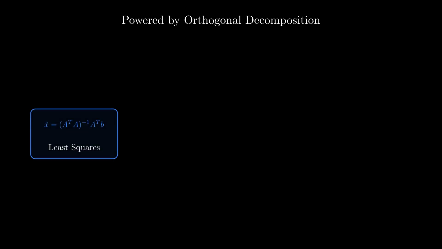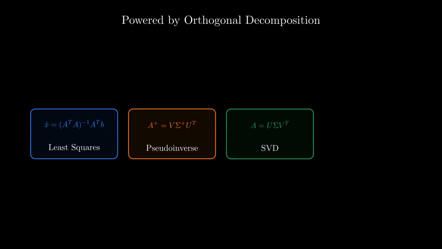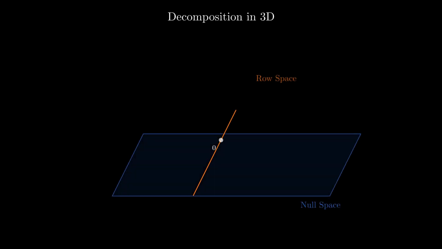This orthogonal decomposition is the engine behind many of the most important tools in applied mathematics: least squares regression, the pseudo-inverse, the singular value decomposition, and projection operators. To visualize this, think back to our three-dimensional picture. A generic vector x gets decomposed into its row space component, shown as an arrow along the line, and its null space component, shown as an arrow in the plane, meeting at right angles.